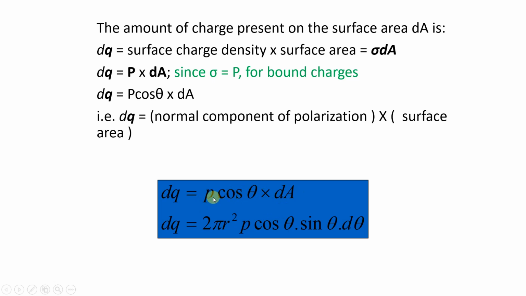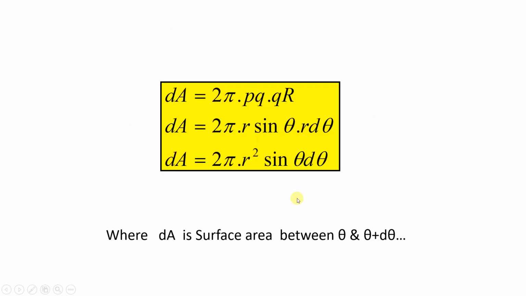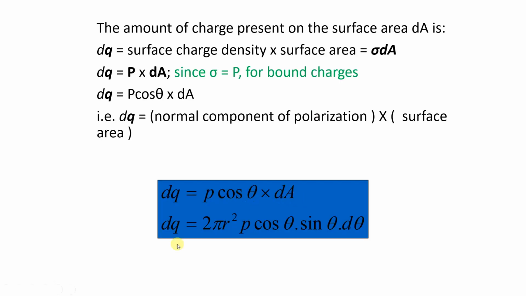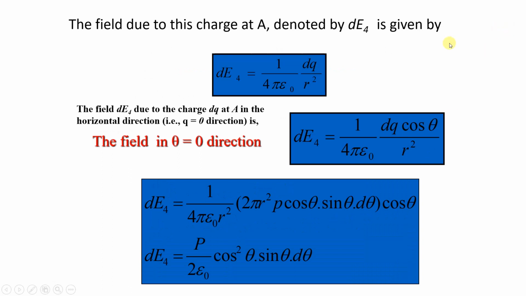This P is the polarization, so you can consider it as capital P. dq is P cos theta into dA, and dA we have just found to be 2 pi r square sin theta d theta. If I substitute here, it becomes P cos theta into 2 pi r square sin theta d theta, or rewritten as 2 pi r square P cos theta sin theta d theta. Now we go further.